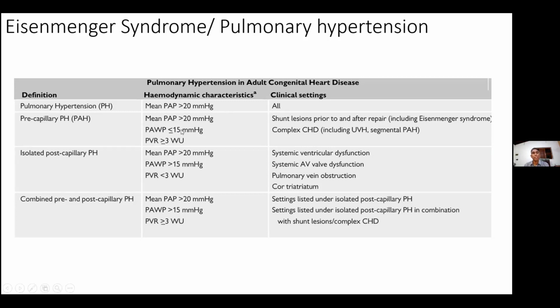And pulmonary vascular resistance more than 3 Wood units is pre-capillary, because you are measuring in the pulmonary artery. If it is less than 3, that is post-capillary.